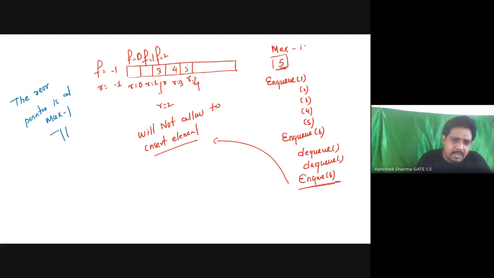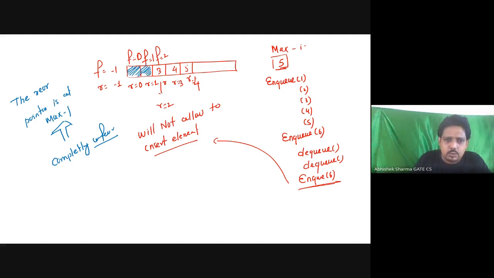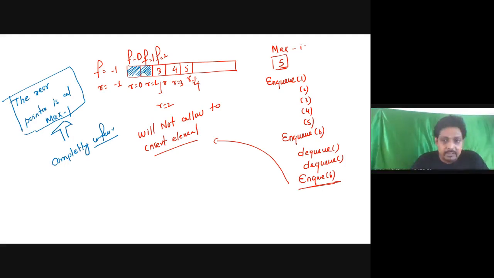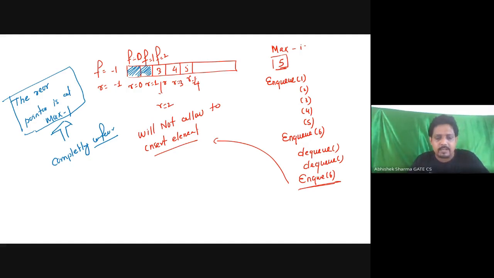So this is completely unfair, right? This is completely unfair that we have a space present, and still I can't use the space. And the simple reason is what? The rear pointer is max minus 1. It is pointing to this. So this is a genuine problem: we have a space, but we cannot insert the new element, only because our rear pointer is pointing to max minus 1.